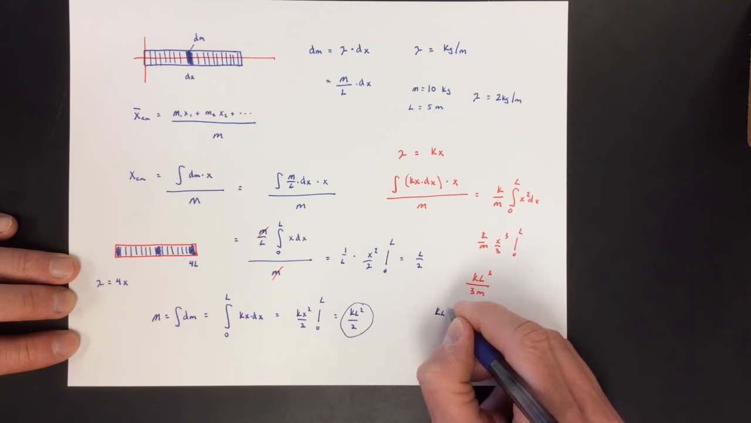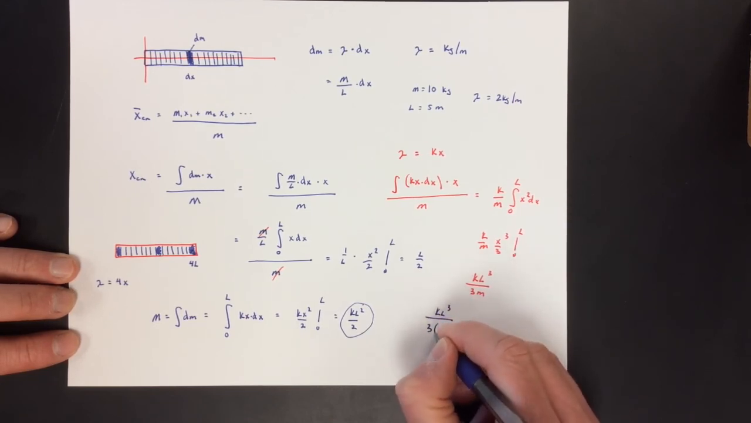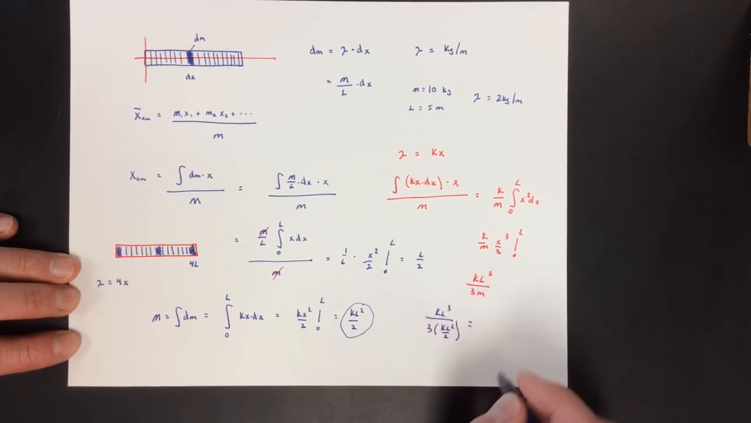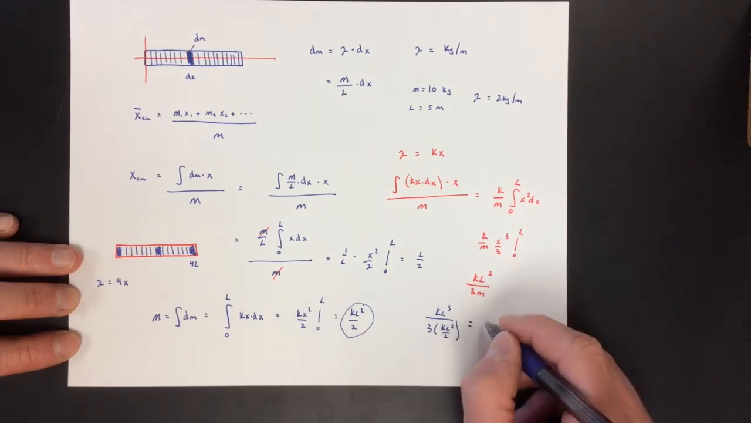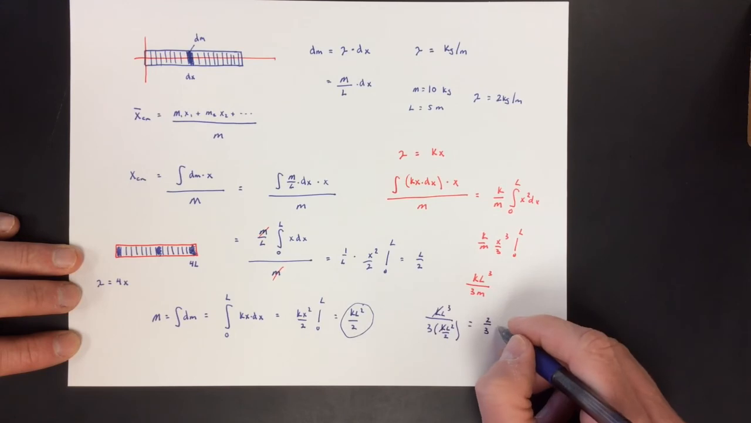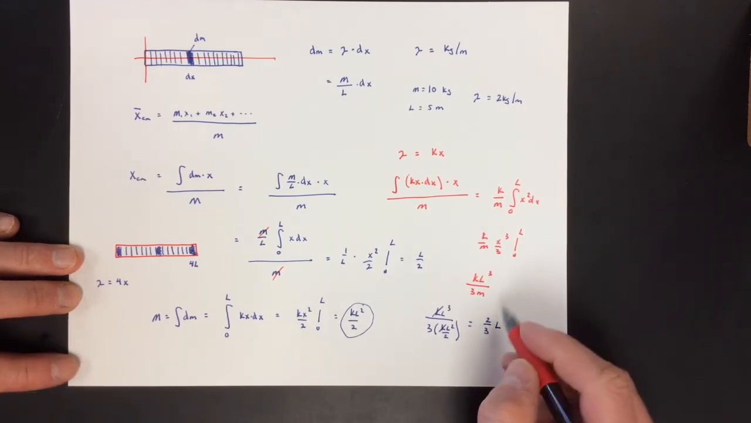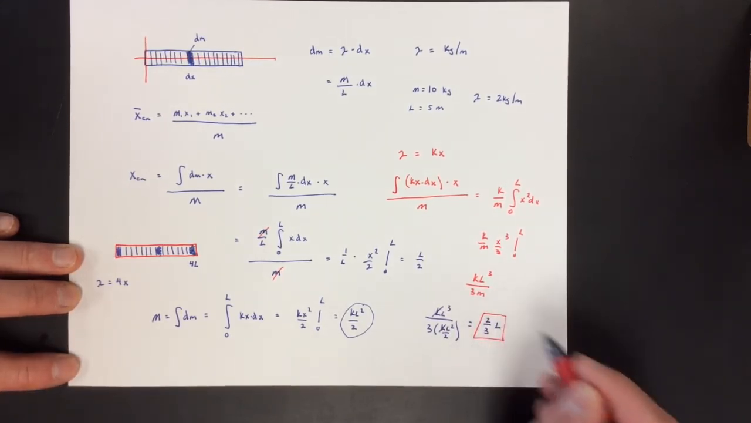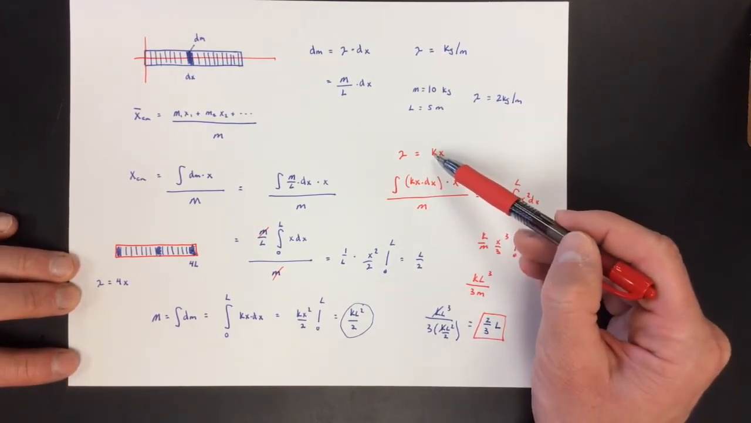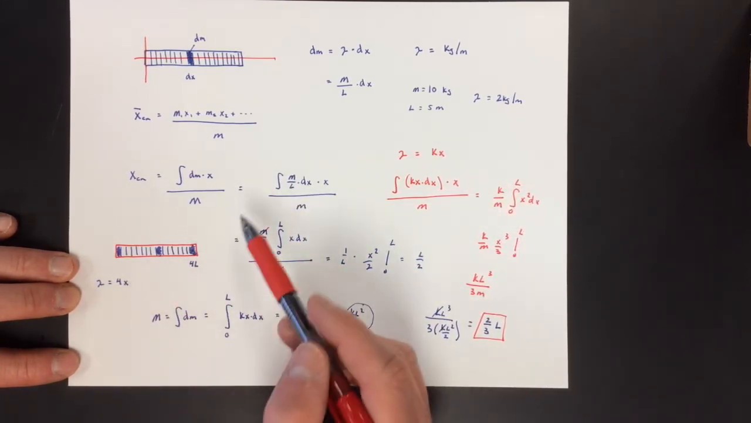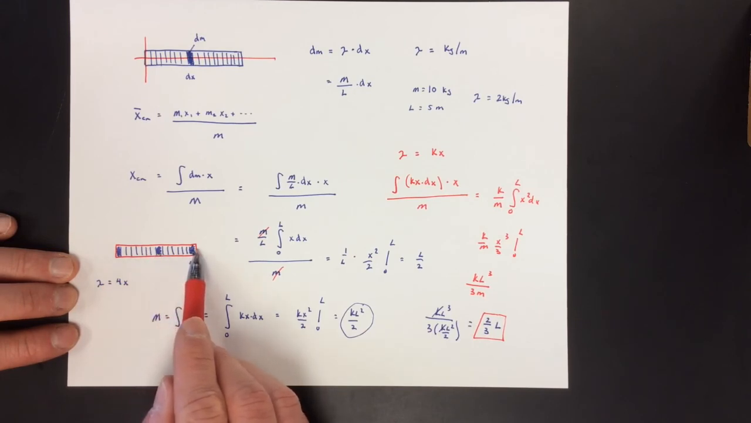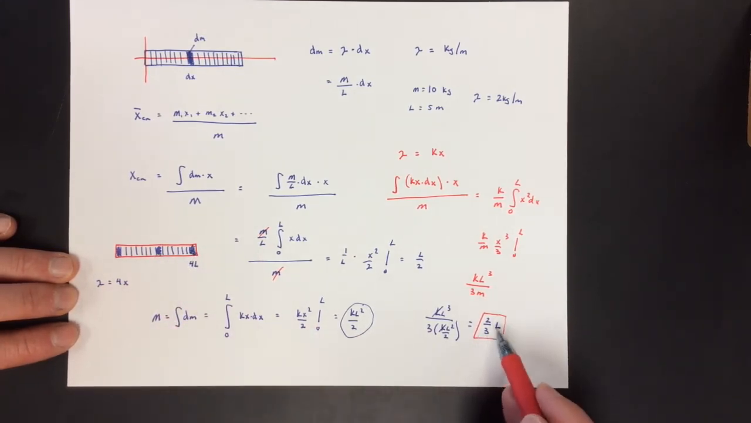So we have kL cubed over 3 divided by the total mass, which is kL squared over 2. Look what happens here. This 2 is in the denominator, so you get 2 thirds. The k's cancel. L cubed over L squared is L. And we just showed that the center of mass is at 2/3 L, and it's actually independent of k. k can be 4, k can be 5, k can be 6. As long as the density grows linearly, then the center of mass will always be at 2/3 L.